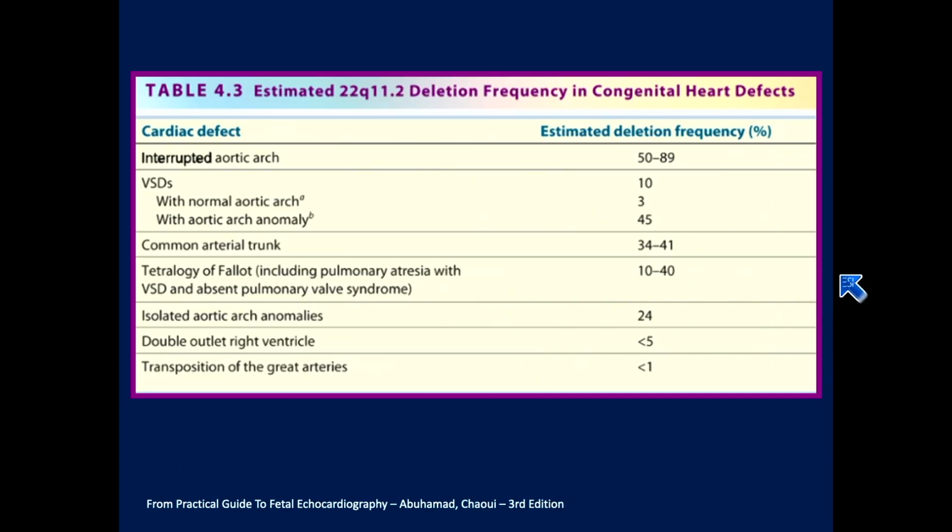So again, the estimated frequency of a 22q deletion depends on the type of heart defect. Conotruncal defects, interrupted arches, and aortic outflow abnormalities are going to be highly correlated, not so much so other things like AVSDs or isolated VSDs, but the incidence is never zero.